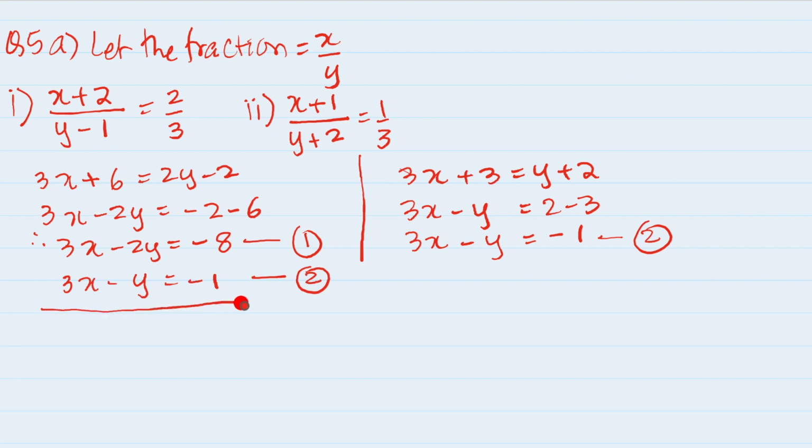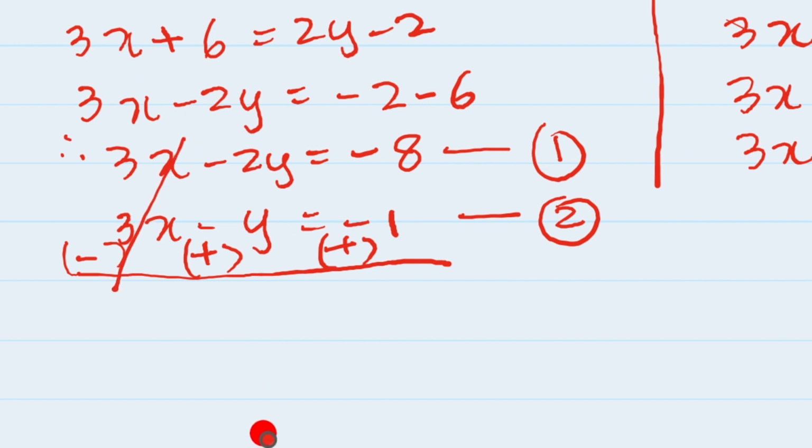Now we don't need to eliminate y. We can eliminate x. Let us subtract this equation. So x gets cancelled, and here you will have minus 2y plus y means minus y is equal to, here it will be minus 7. Therefore y is equal to 7.